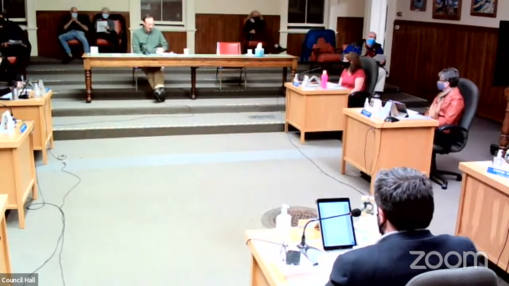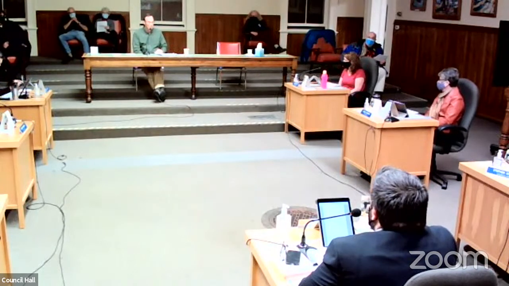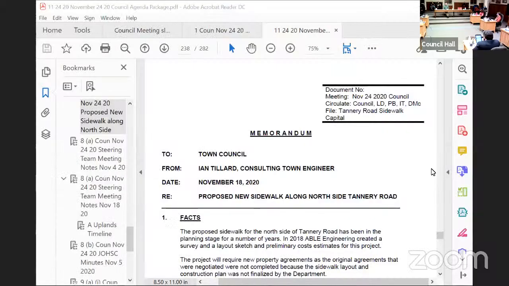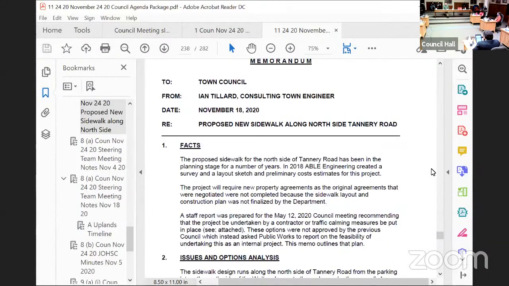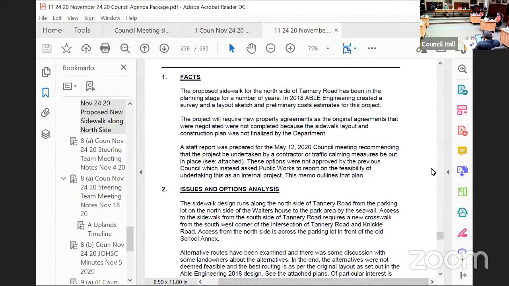Background, very quickly: design was done a couple of years ago for a proposed sidewalk along the north side of Tannery Road. We costed it out last year at, I think, $255,000 to get it built. It was thought at the time that maybe we could do it in-house, and that's what this report reflects. If we do it in-house, yes, there is a cost saving of, I think, $50,000 or $55,000.